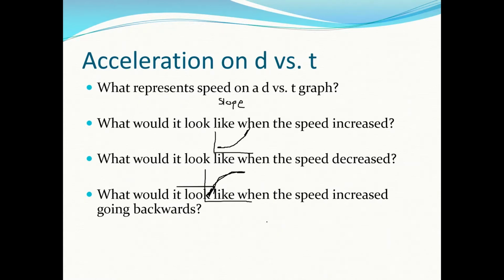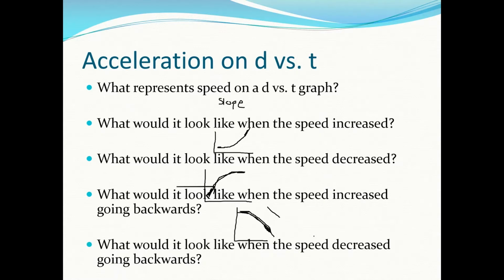Now, what's it going to look like if I increase my speed and I go backwards? Both of these are positive slopes, right? They go upwards. Well, I want to go downwards. I want the general trend of my graph to be like that. And if I want to increase my speed, then I'm going to want to go flat to start, and go to steep.